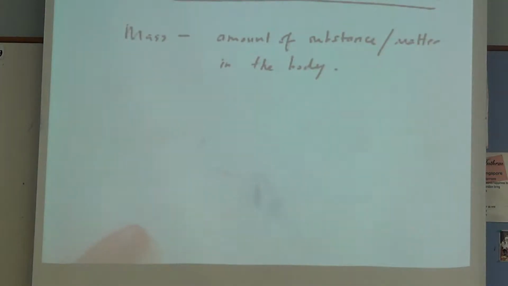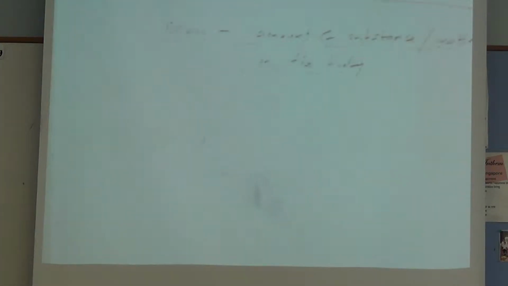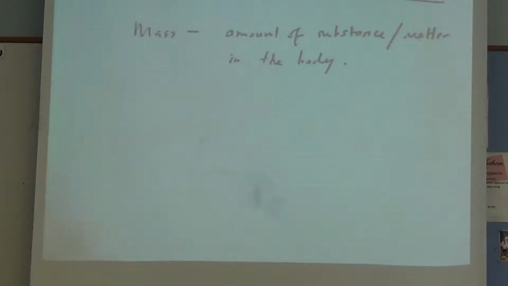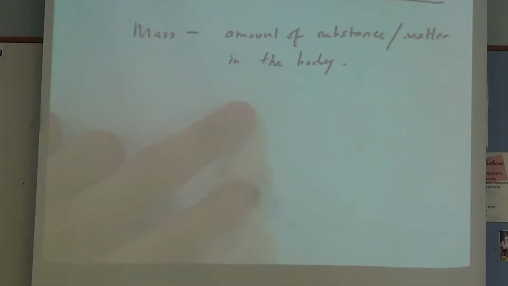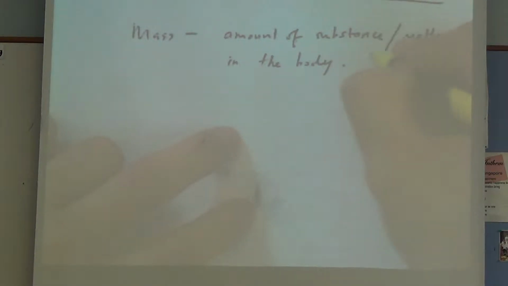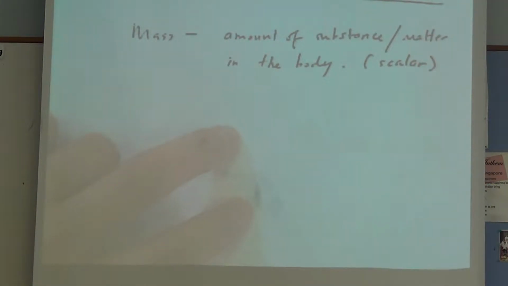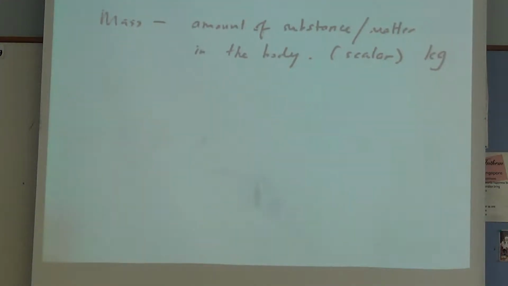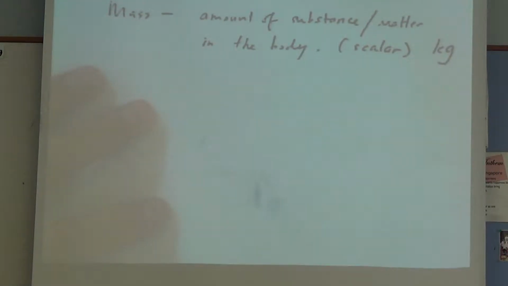Mass is the amount of substance or matter in the body. Okay, and you all know if it's a scalar or a vector? It's a scalar because there's no direction involved. Alright, and the SI unit for mass is in kilogram. Okay, right?